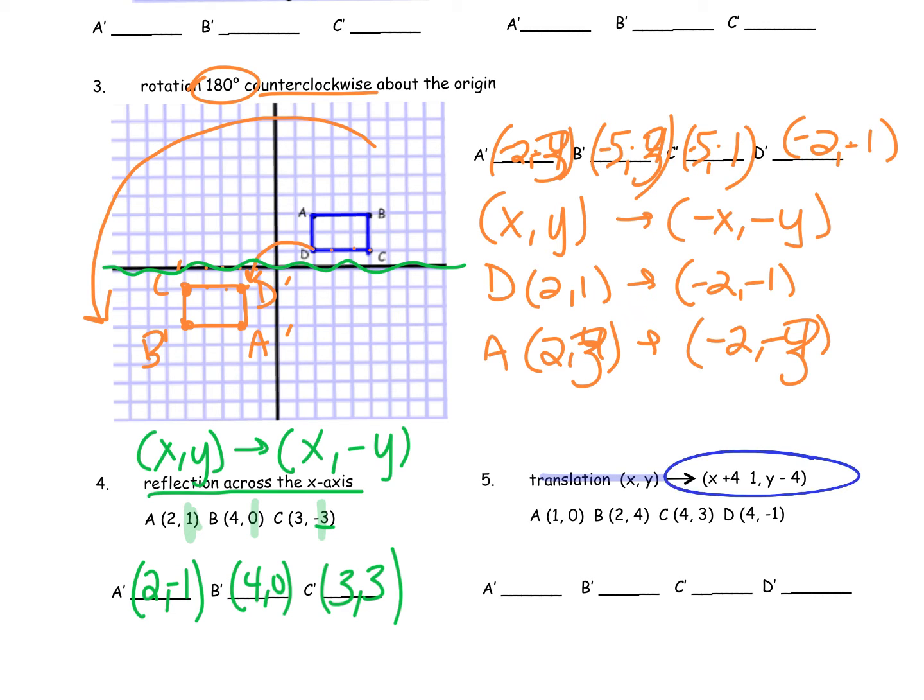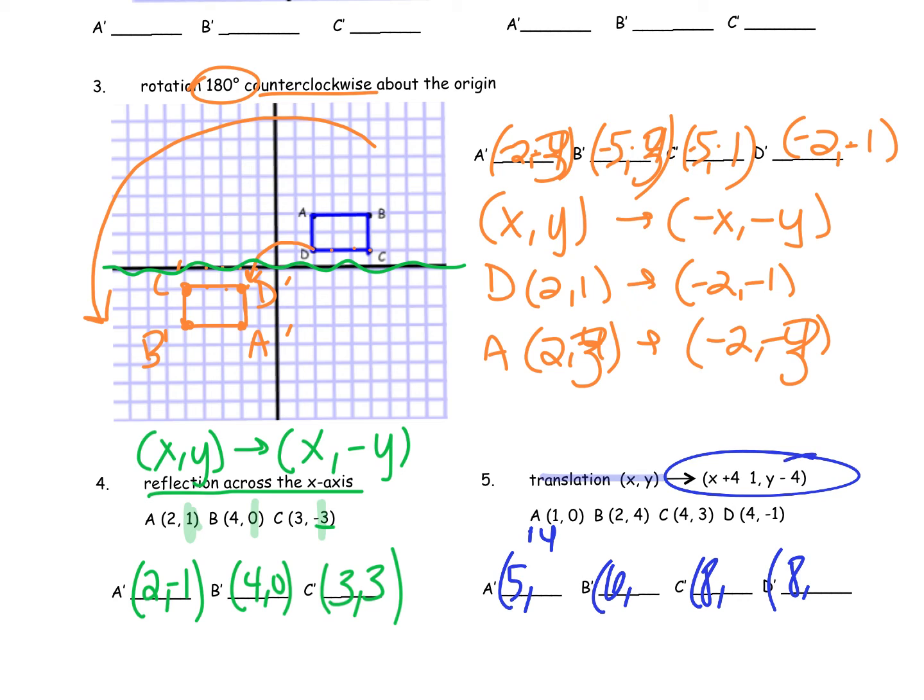And we just have to apply this rule to all our points. Every x value gets plus 4. So I'm going to go through and add 4. So I have 5, 2 plus 4 is 6, 4 plus 4 is 8, 4 plus 4 is 8.